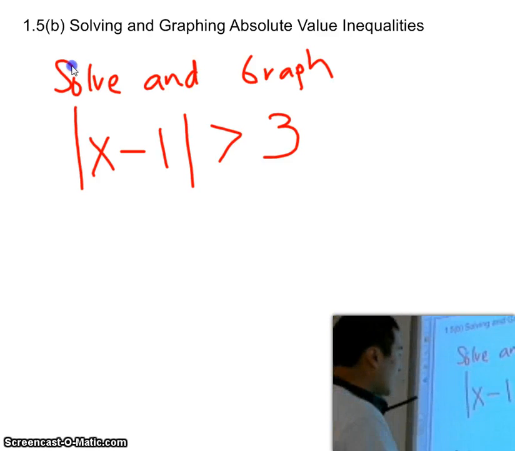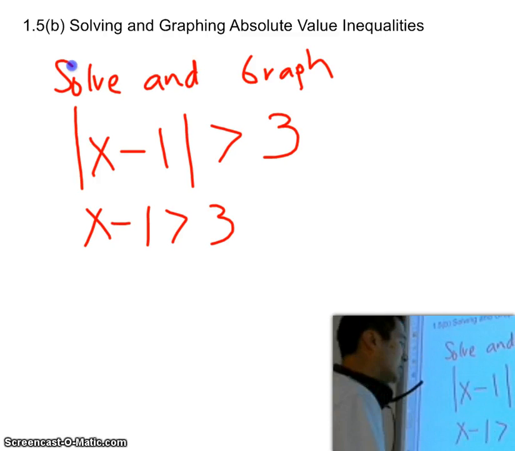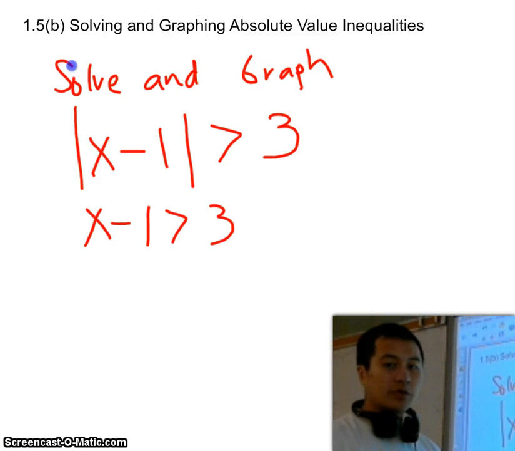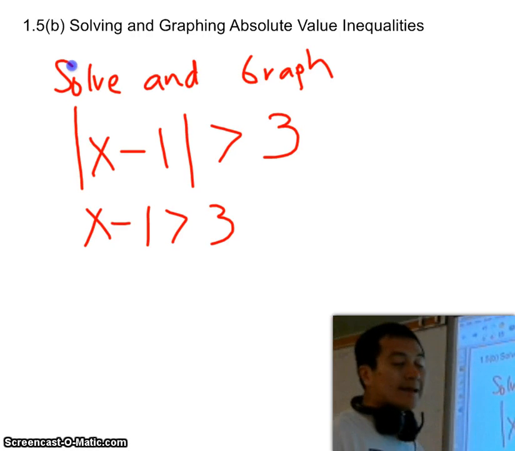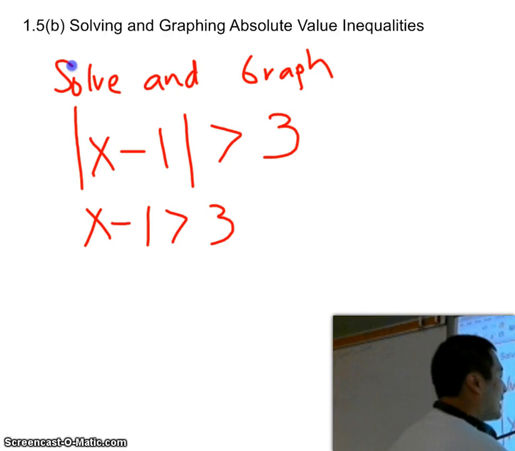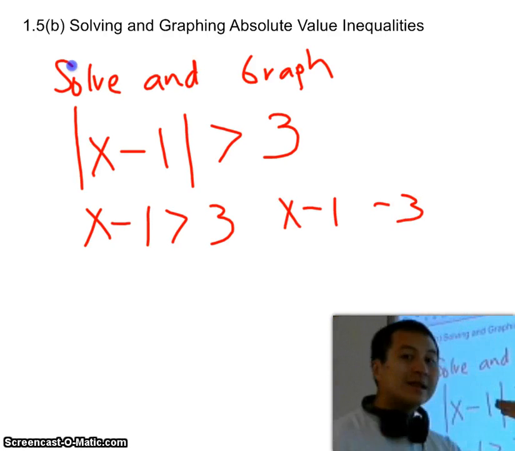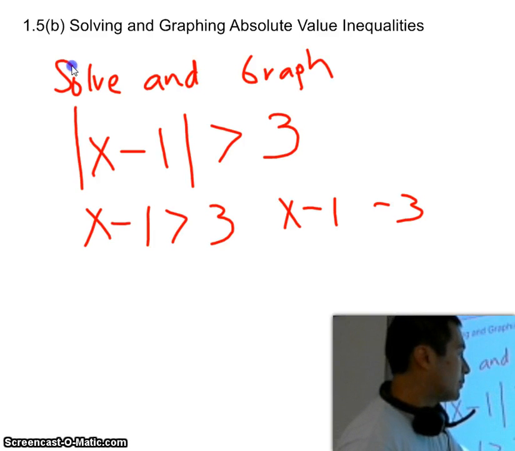If I have a distance of 3, I could go one of two ways. I could walk in the positive direction, so I write exactly the same thing without changing anything, putting a positive 3 there. Also, I could walk in the negative direction. So I write it again, x minus 1, and now I put a negative 3. And since we're in the negative direction now, remember we have to flip the sign.